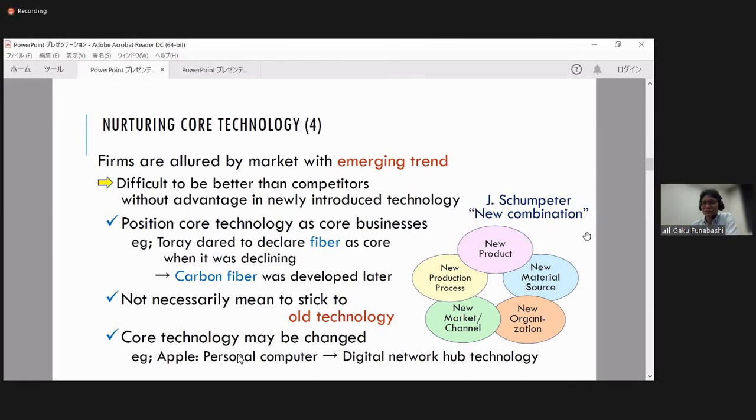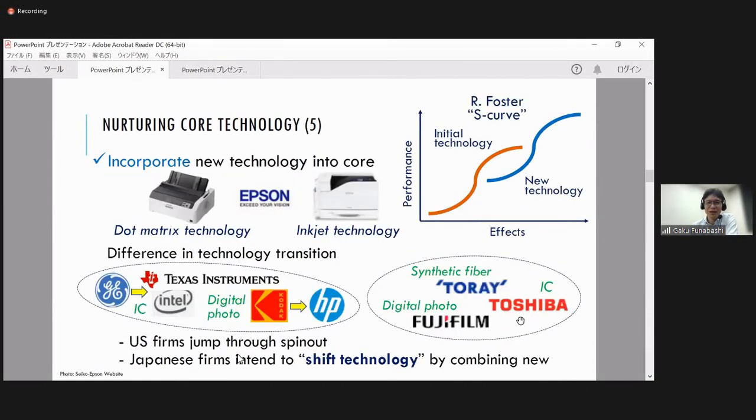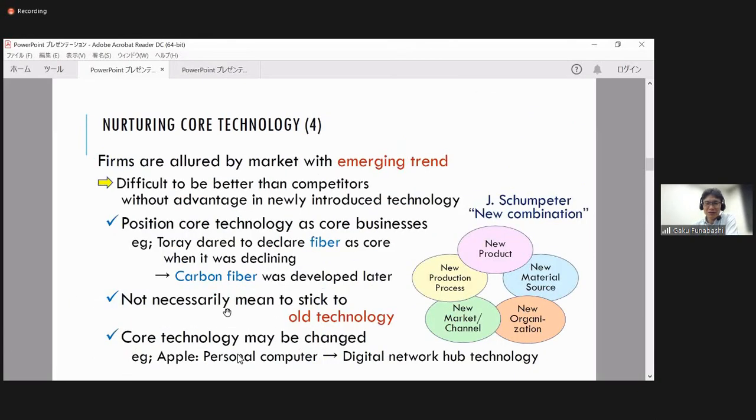Schumpeter comes first, then Ansoff comes later. So probably Ansoff got the idea of this synergy from Schumpeter's new combination. And let me continue. I said not to stick to the old technology.